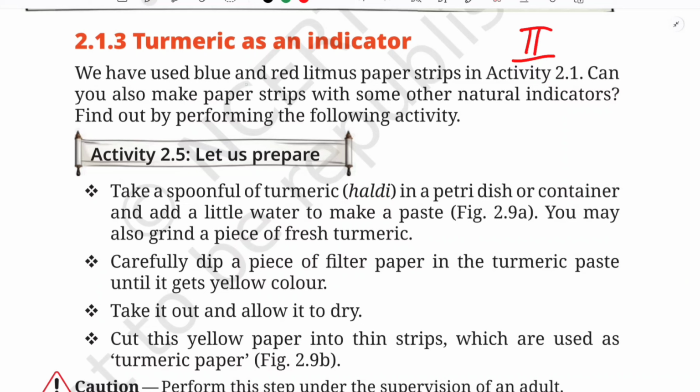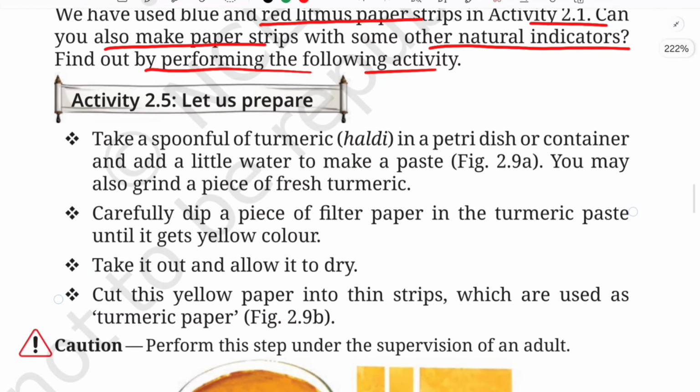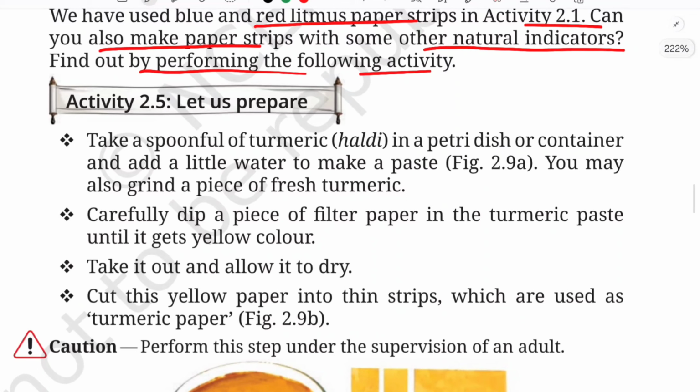We have used blue and red litmus paper strips in activity 2.1. Can you also make paper strips with some other natural indicators? Find out by performing the following activities. See, we used blue litmus paper and red litmus paper in activity 2.1 when we performed that experiment. Here we are going to find out if there are any other natural indicators through which we can make paper strips. Yes, we have, that is turmeric. But here there is one condition about which you will come to know.